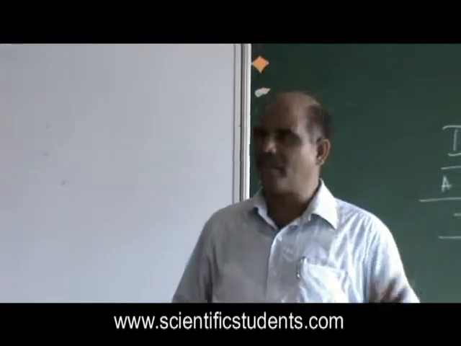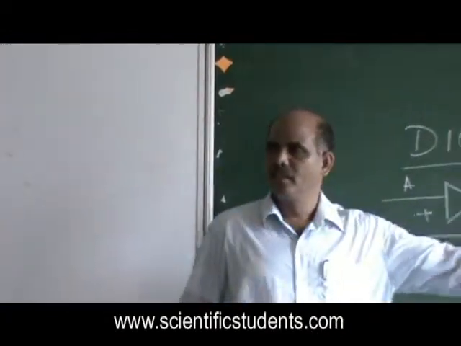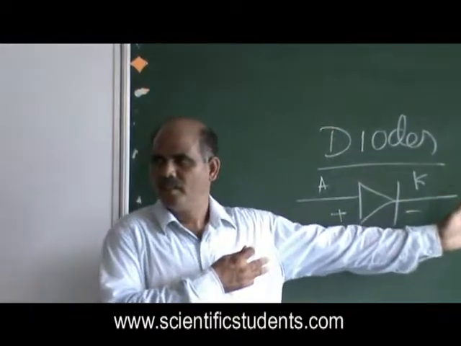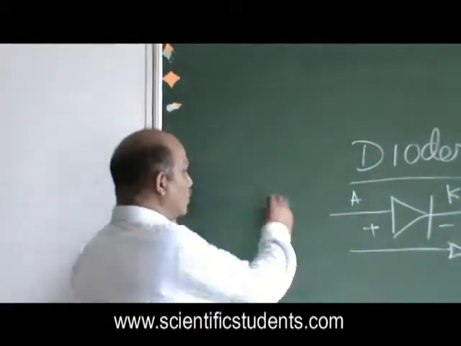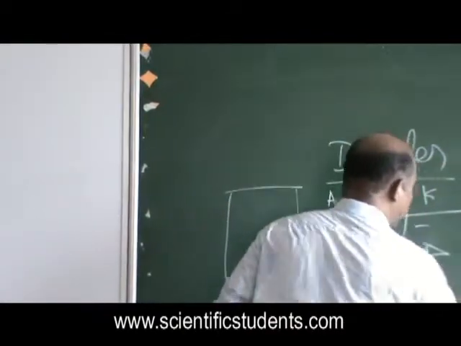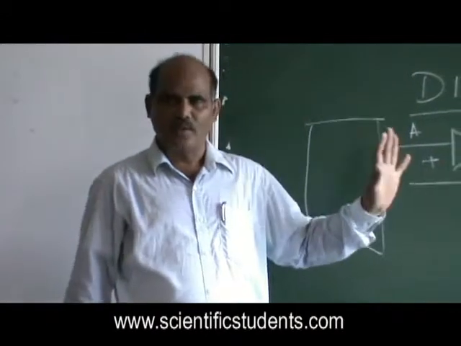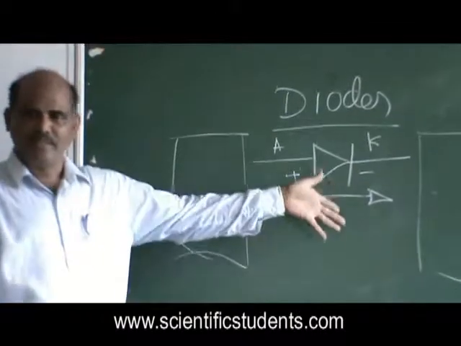In electric circuits, whenever we want to allow current in only one direction, we use a diode. Current will go from anode to cathode nicely. Whenever some other current is trying to come back into this circuit, say we have two circuits, one here and one here, we want to allow current from this circuit to that circuit, but we should not allow current from that circuit to this circuit. Then we use this diode.